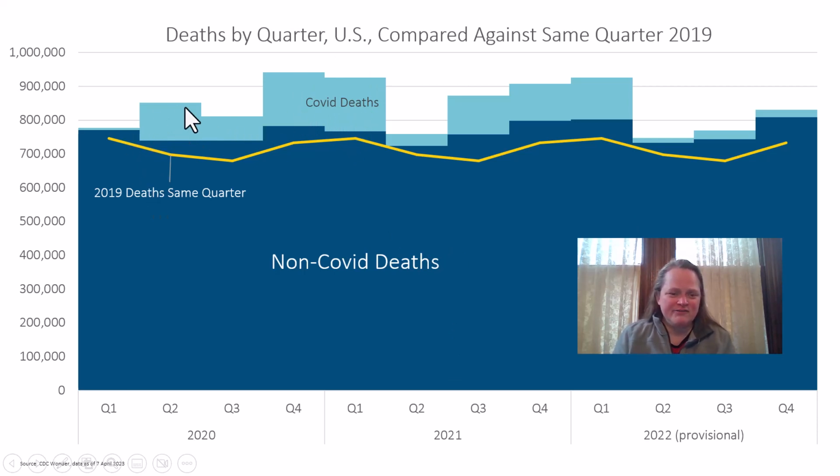you can kind of see that I start in 2020. So first quarter, maybe something was going on, but it's hard to see. Second quarter is when we saw those initial spikes of COVID deaths.